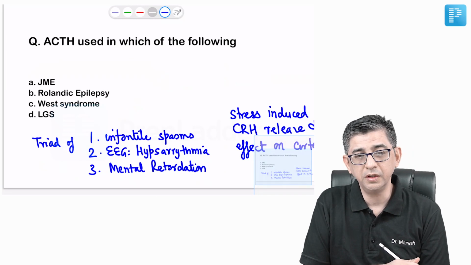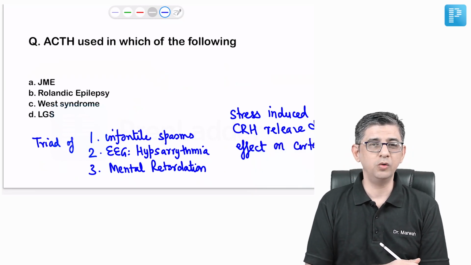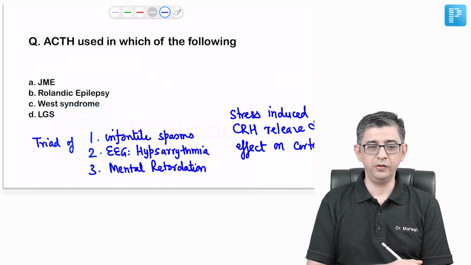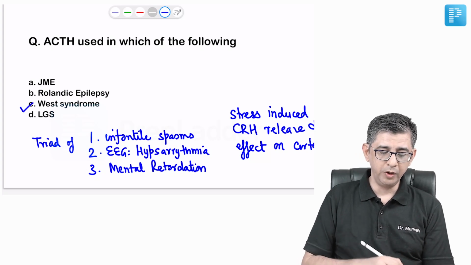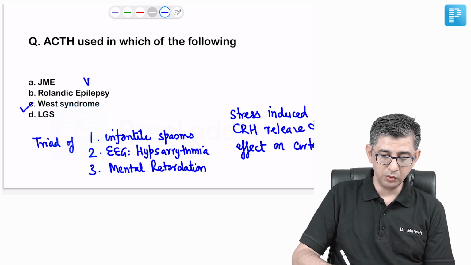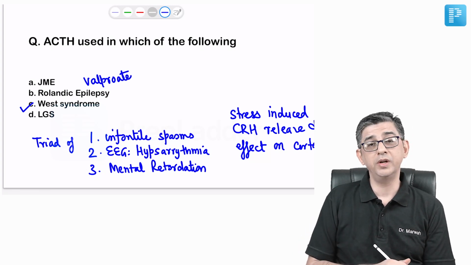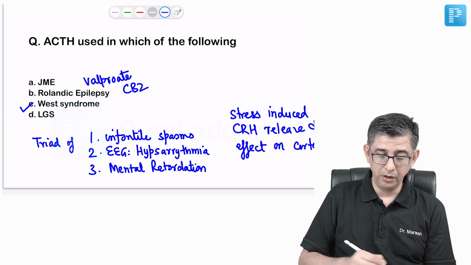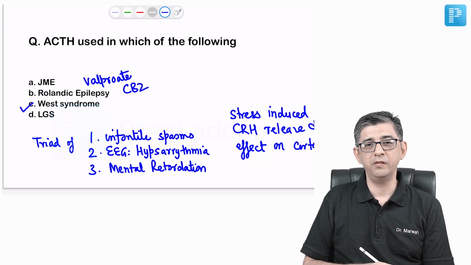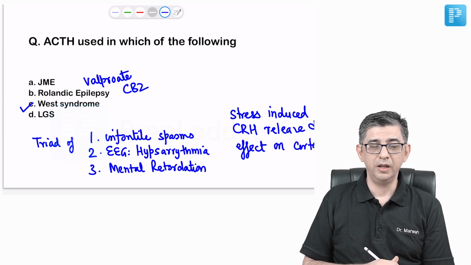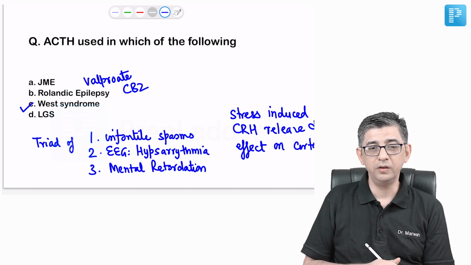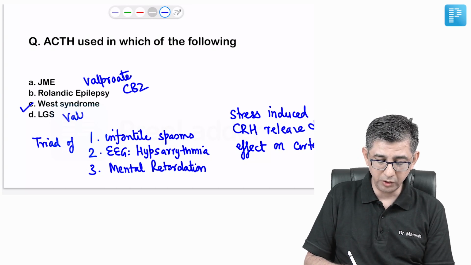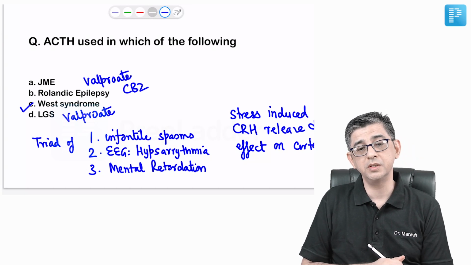Coming to the next question, ACTH is used in which of the following? You all read this in pharmacology, that is West syndrome. For juvenile myoclonic epilepsy, we will be using sodium valproate. Rolandic epilepsy is a type of focal seizures that are found in children, and for focal seizures, we might be using carbamazepine. Lennox-Gastaut syndrome, again, this would be having a combination of myoclonic seizures, atonic seizures in a patient. So again, Lennox-Gastaut syndrome, it is sodium valproate that is used. So the answer by exclusion also is option number C.